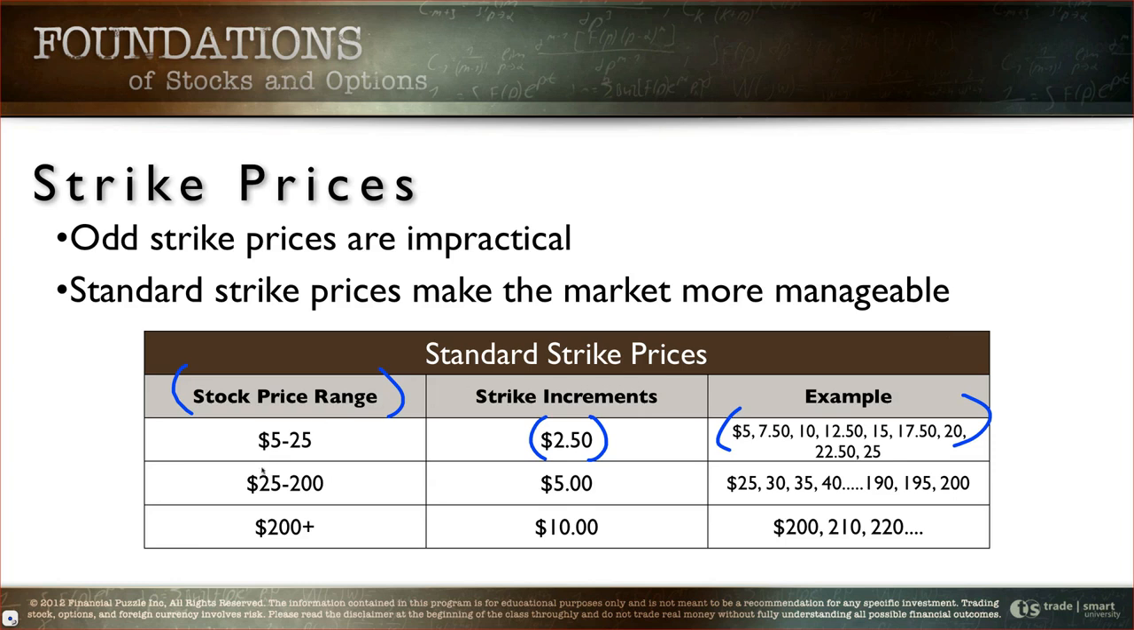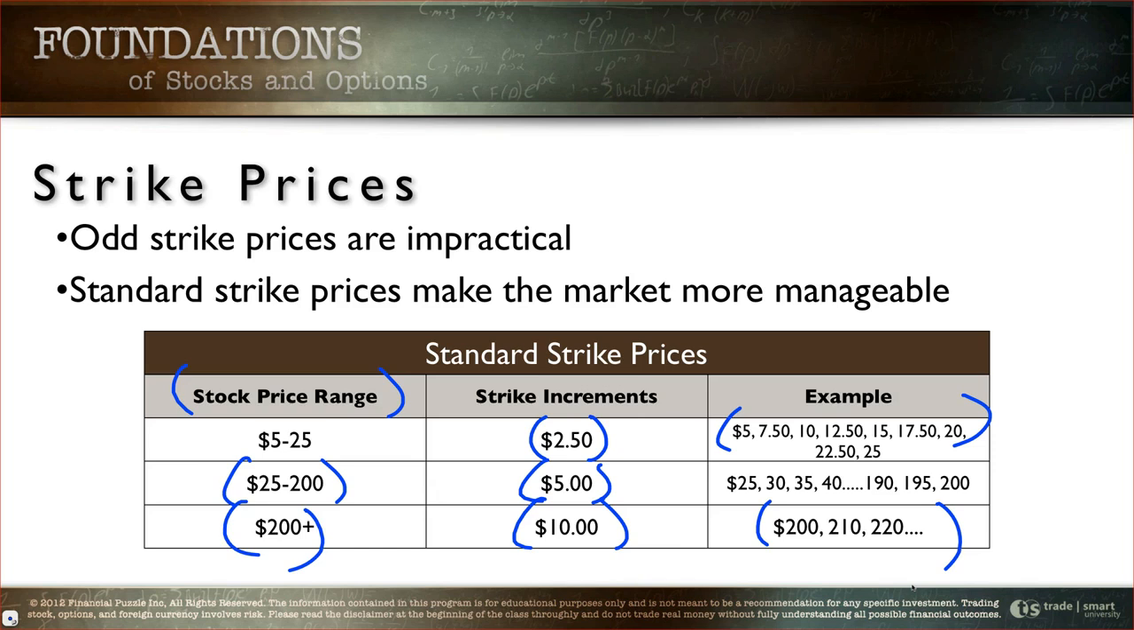That's because stocks trading in a price range between 25 and 200 are going to have strikes in increments of $5. So you'll have a $25 strike, 30, 35, 40, all the way up to 200. Then when you get to 200, we have another shift. We start having $10 strike prices, so you go 200, 210, 220, all the way up. If you look at a $600 stock, most of the time it's going to be 600, 610, 620, 630, all the way on up and all the way back down, 590, 580, etc. So this is the way your standard strike prices are.